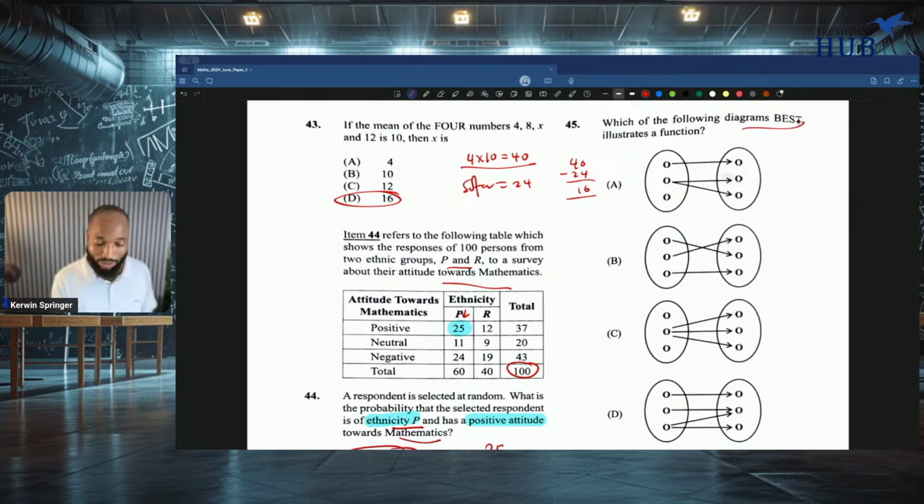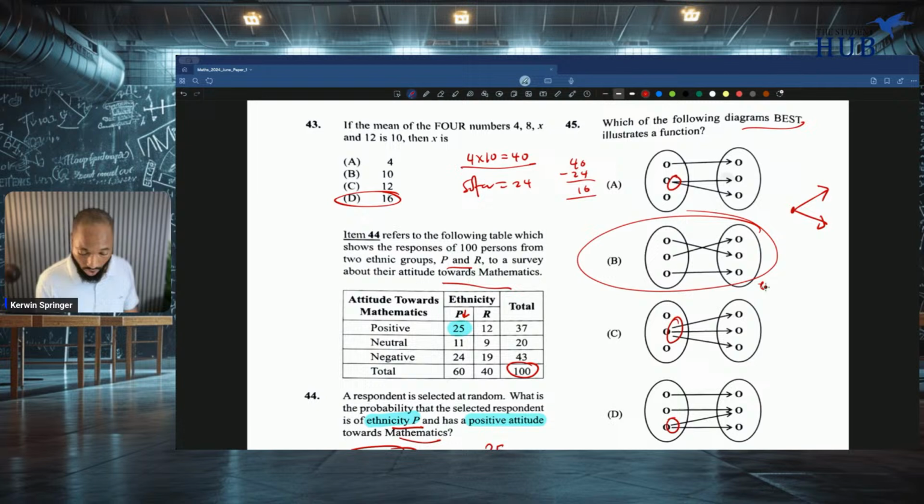Which of the following diagrams best illustrates a function? So, what is a function again? A function can take one thing and only produce one thing for that. So a function can never take one thing and split it into two. Never ever. From the time you see a split on this side, you're done. So the only one here that is a function is B.